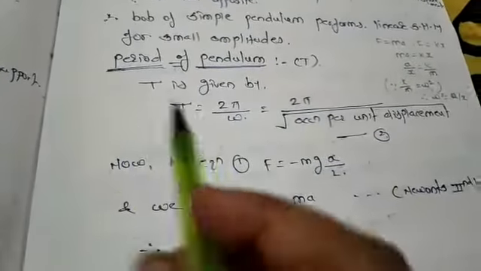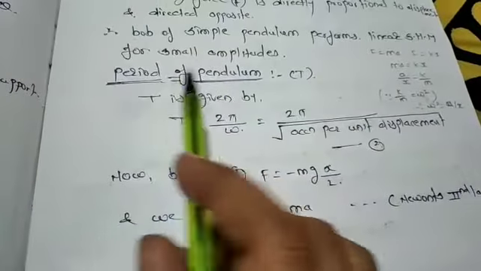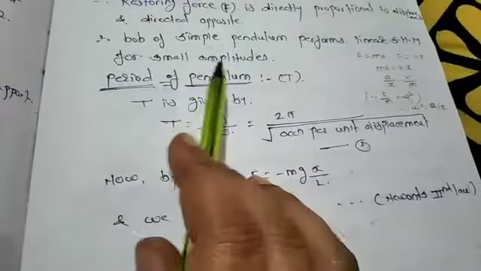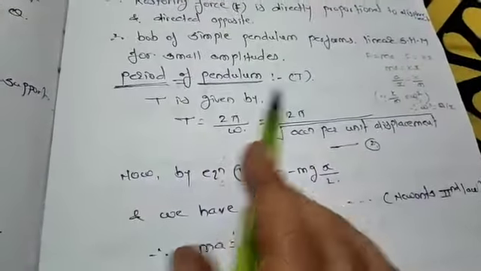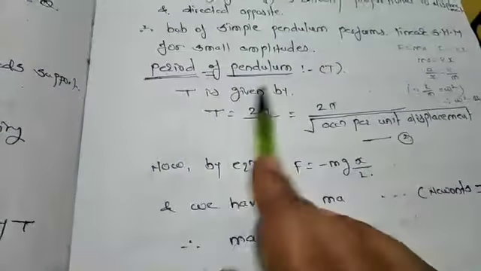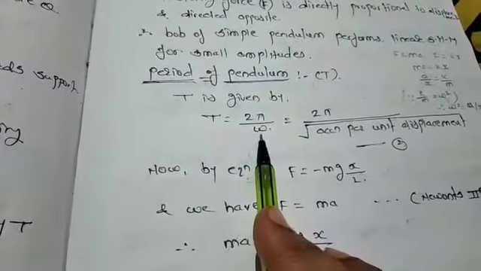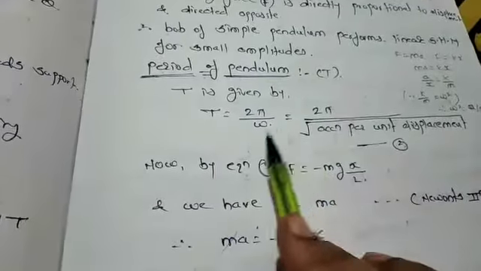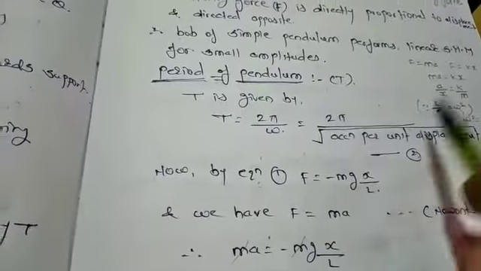Good morning, students. In the last lecture we have seen the simple pendulum, and the motion of the simple pendulum is nothing but the linear SHM, that we proved. So today we'll see the period of a pendulum, that is T, capital T, the time period, which is given by 2 pi upon omega. So 2 pi, and that omega, we know that omega is equal to this.